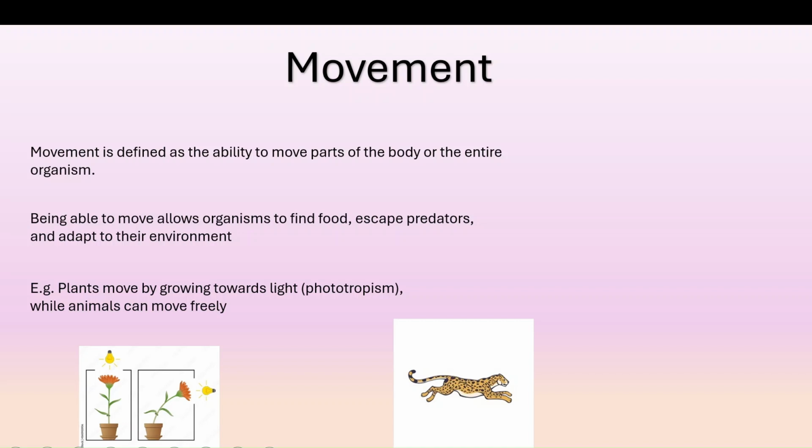Animals move, right? Obviously. Birds fly, cats run. But plants can also move, even if the movement is slower. This is called phototropism, and this is where plants grow towards the light source. See? This movement helps them to make food through photosynthesis.